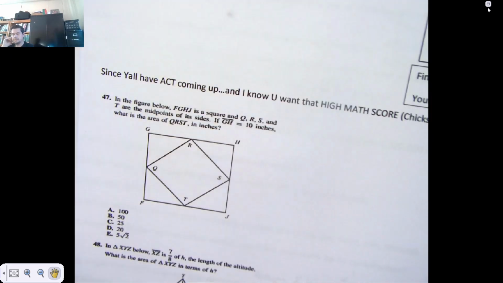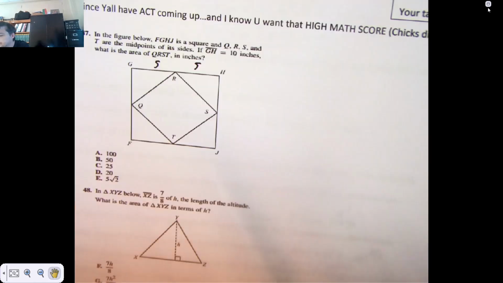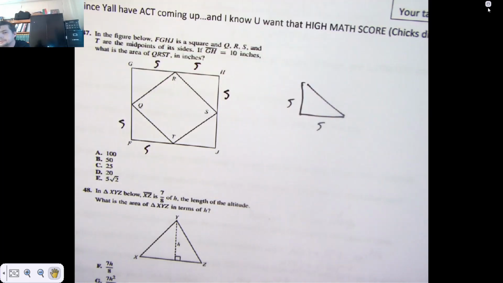And here's all the ACT problems. 47 looks like a geometry problem. It says G to H is 10 inches. That means this is 5, this is 5, because they tell you that R and such are midpoints. What is the area of parallelogram QRST, which is presumably a square, one would think. So what I notice about these little right triangles is 5, 5.